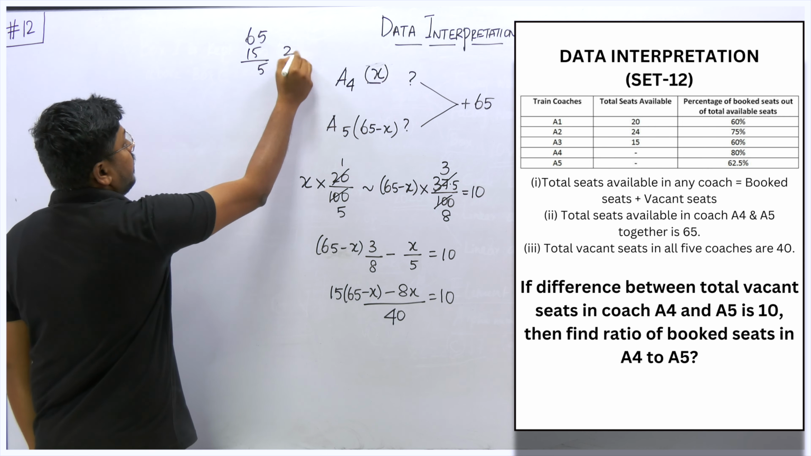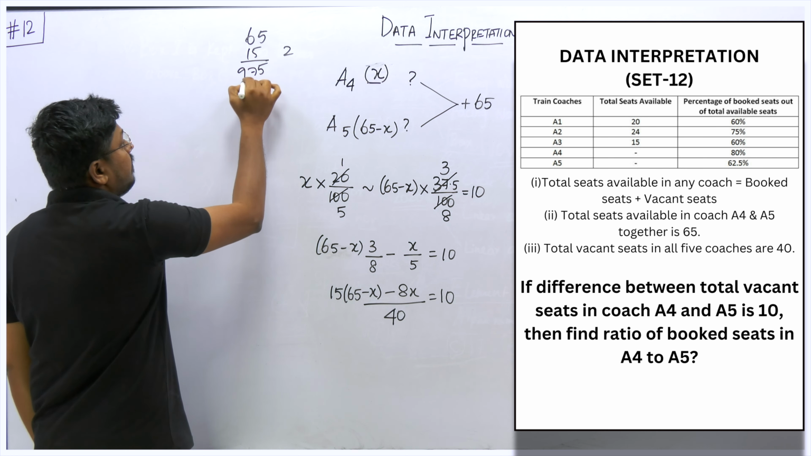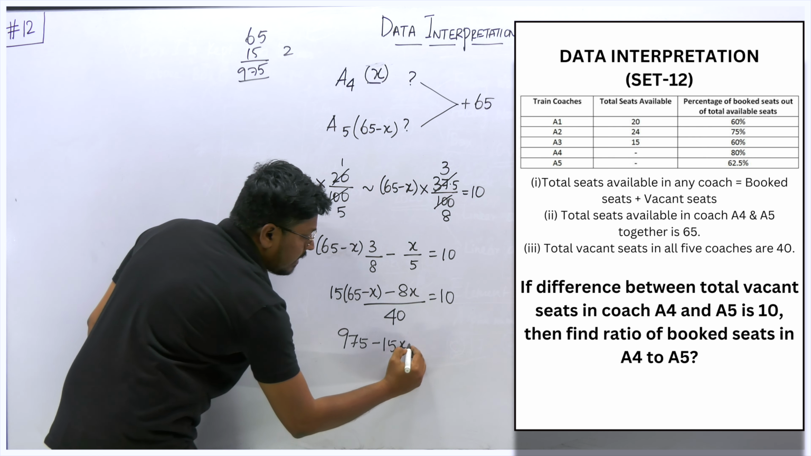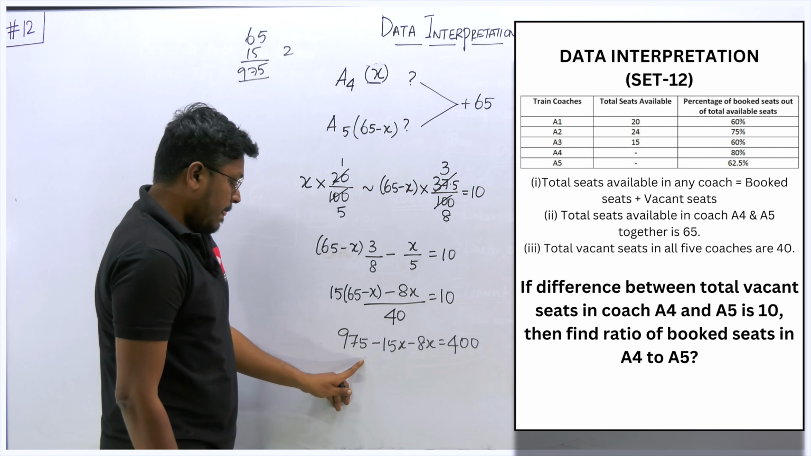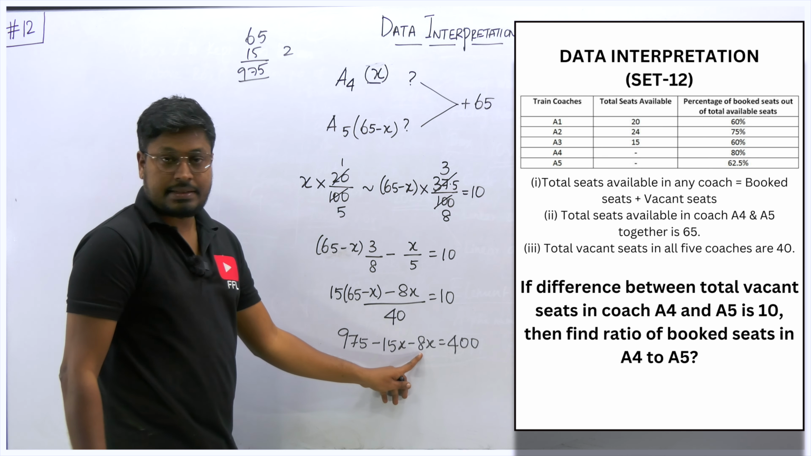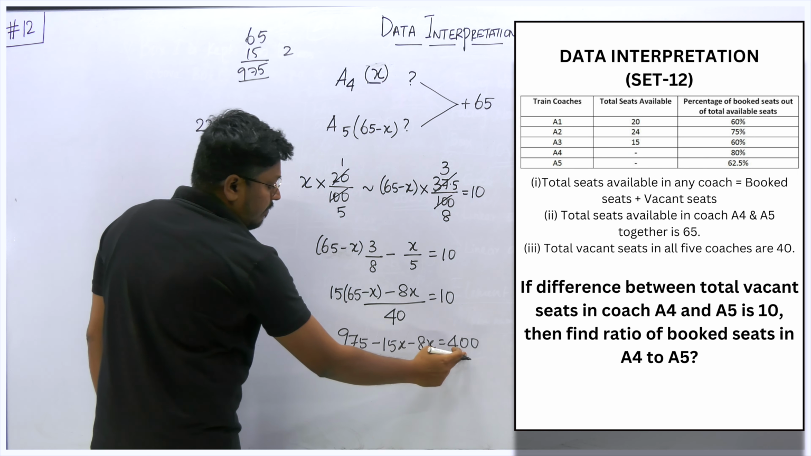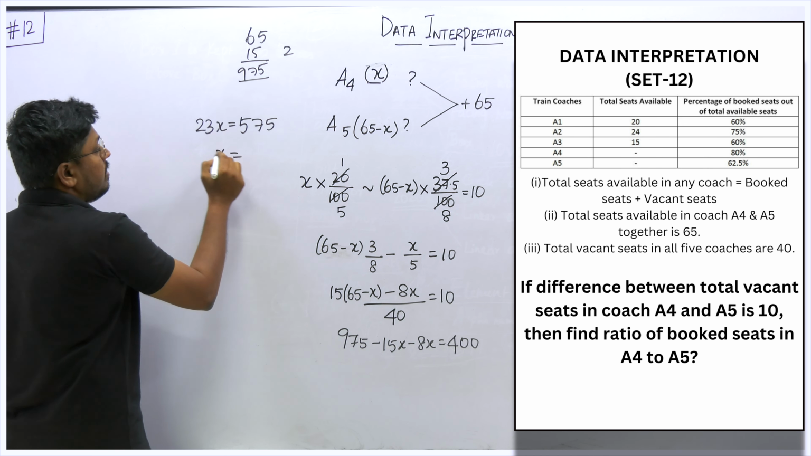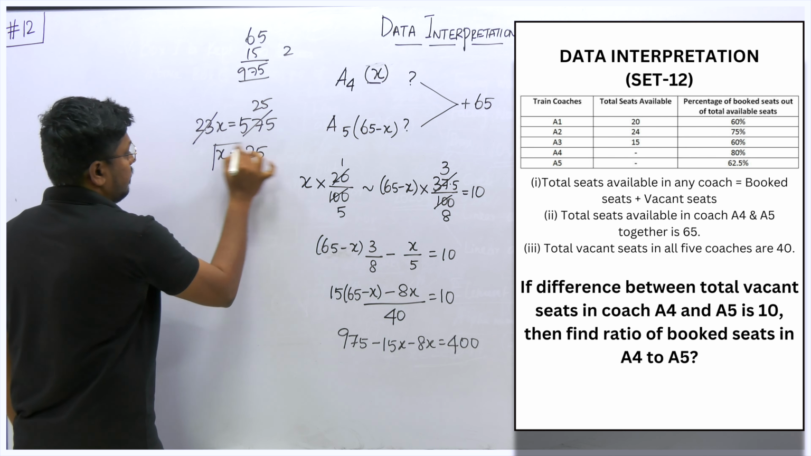So 5 5s are 25, 6 5s are 30, 35, 37. So remaining will be 3,975. So 975 minus 15x minus 8x is equal to 400. So now 15x plus 8x will be 23x. So total will be 23x is equal to 975 minus 400, which is 575. So x is equal to 575 divided by 23, 25 times. So x is equal to 25.